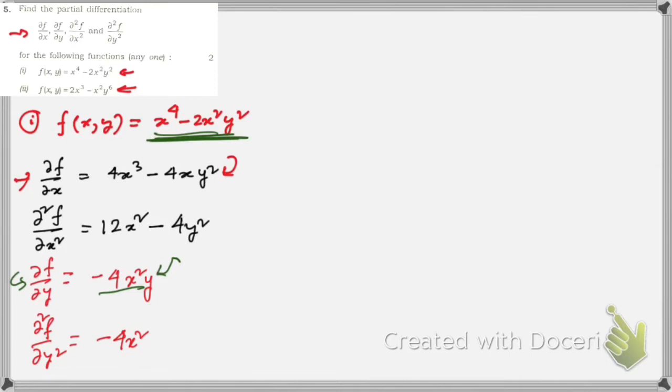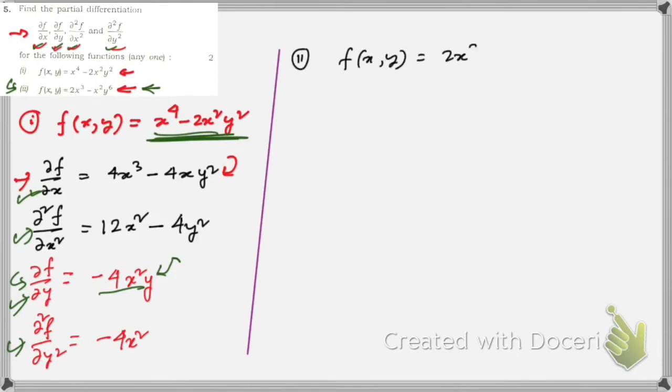So we have already got these 4 results: del f by del x, then the second order partial derivative of f with respect to x, then the derivative of f with respect to y, then the second order partial derivative of f with respect to y. So we have got all these 4. Now let's differentiate the second function also. The next function is given, this one.